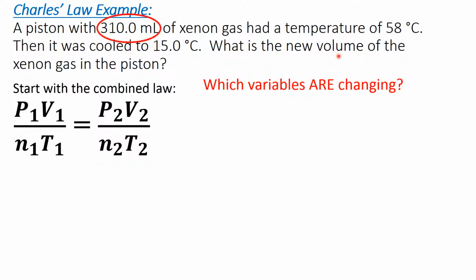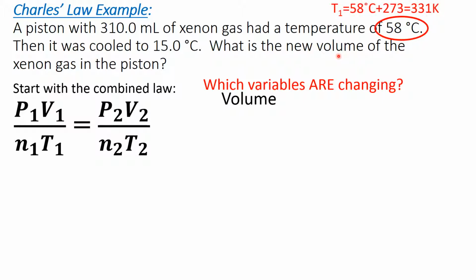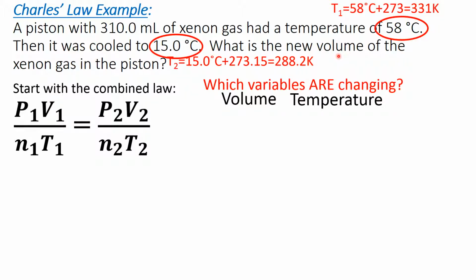Now let's look at the variables that are changing. We see milliliters up here, that's a volume, and it also asks about the new volume of xenon gas in the piston. So volume is one of the variables changing. We also see a temperature up here. It's in degrees Celsius, so we're going to have to convert that to Kelvin before we can use it in an equation. We also see 15 degrees Celsius, and we'll have to convert that. So we know temperatures are changing.